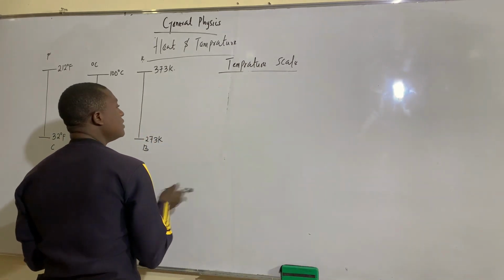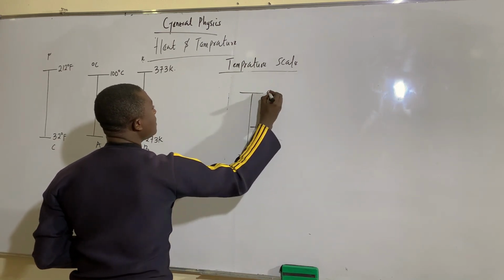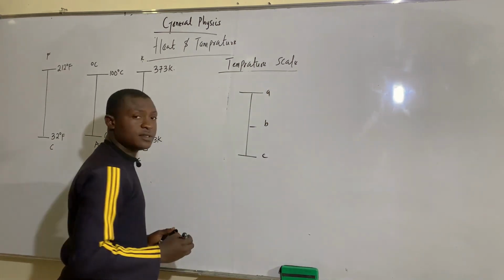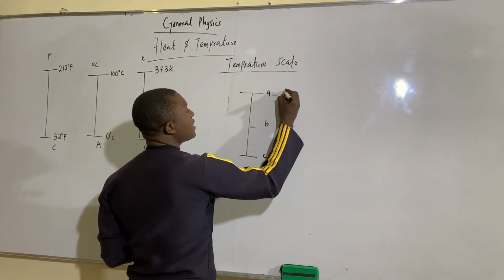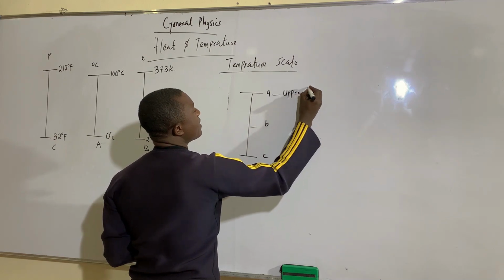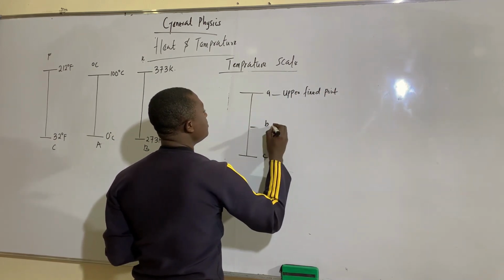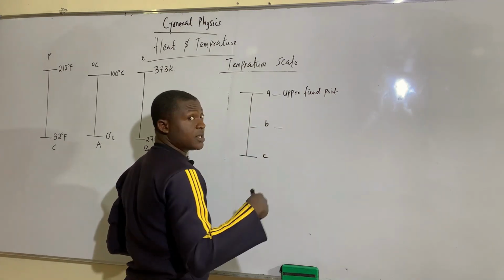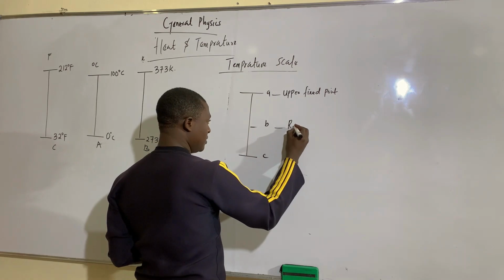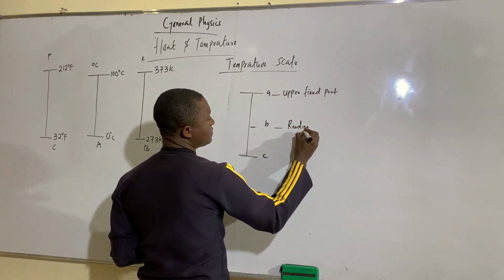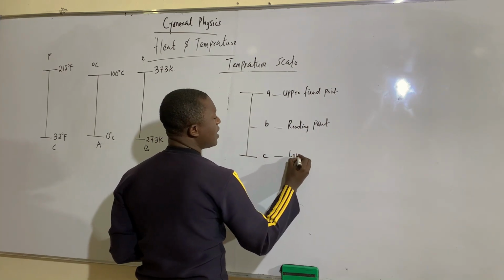Let's say I have a thermometer like this. Let's say we have A, B, C. A is just like an upper fixed point. Then B is like the reading point, where the thermometer reads to when you use it, either clinical or when you test it. This is just like the reading point. Then this is the lower fixed point.